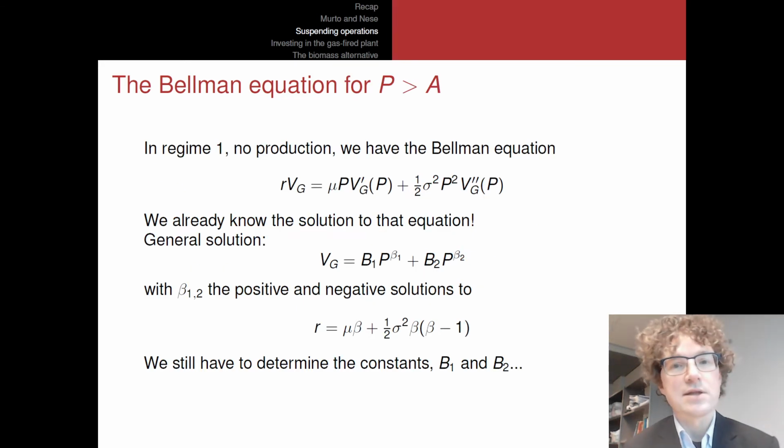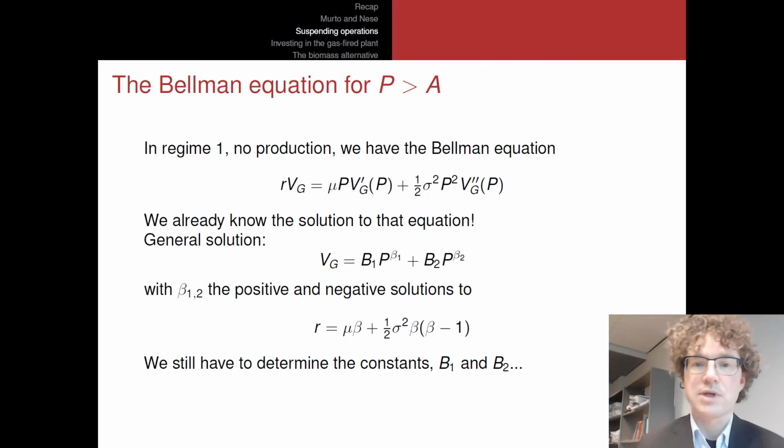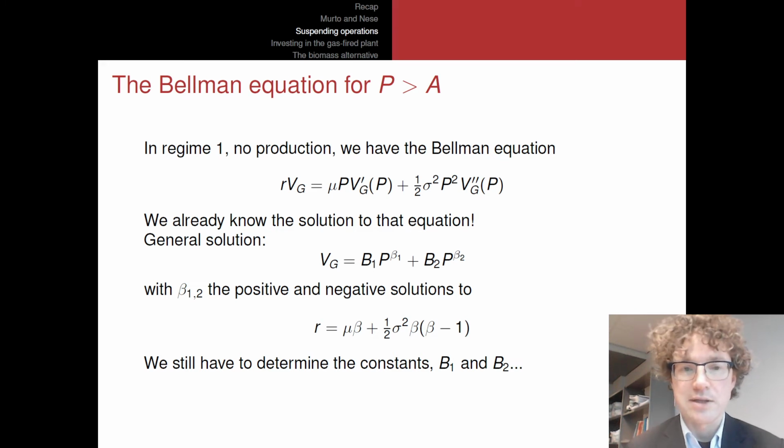Let's first look at the easier one, where P is bigger than A, so where we're not producing. In this regime we have no cash flows. So there we have a Bellman equation with a 0 over here, just these standard terms. And we recognize this equation because it's precisely the same equation as we already solved when discussing the waiting regime. So no cash flows here. We're just waiting in order to switch it on again at some later date.